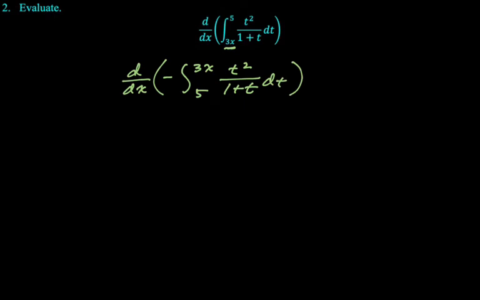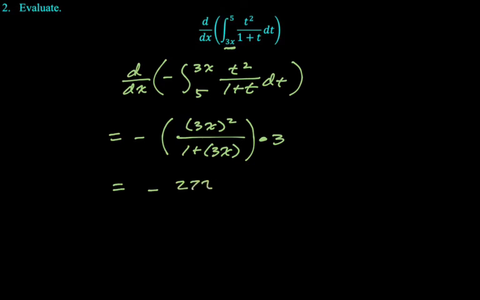And this is a second fundamental theorem problem. So for the derivative of an integral, we take the upper bound, which is 3x, and replace every t that we see with 3x. So we get 3x, the quantity 3x squared, over 1 plus the quantity 3x. Oh, and then chain rule, right? So substitute 3x for every t that we see, get that, then multiply by the derivative of 3x, so times 3. Then multiply it out: negative 27x squared over 1 plus 3x. And that's as good as it's going to get.